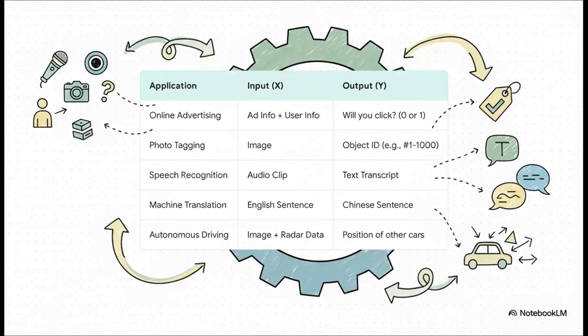And this table just lays it all out so perfectly. Take a look. Doesn't matter if we're talking about ads, photos, speech, or self-driving cars. It is all the same fundamental idea, taking some input X and learning to produce a specific output Y. The real genius is just figuring out what your X and Y are for any given problem.